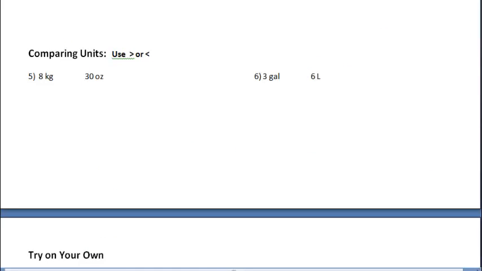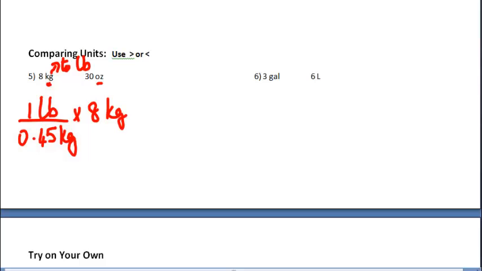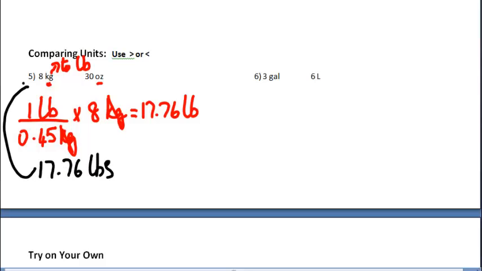In this part, we are going to compare units. Again, it's the same principle. We are comparing to see if 8 kilograms is greater or less than 30 ounces. I cannot compare kilograms and ounces, so I'm going to make the kilograms into pounds and then into ounces. So let me write it here, 8 kilograms to pounds, so that it keeps it straight in my head which one needs to go in the numerator. Again, I know the conversion factor. I need the pounds in the numerator, so 1 pound over 0.45 kilograms, and multiply it with the 8 kilograms. Cross these out, and I have about 17.76 pounds. So okay, now let me write this here, 17.76 pounds, which is nothing but about 8 kilograms.